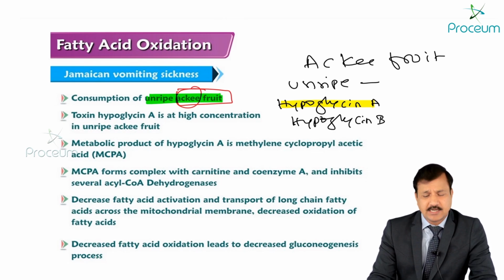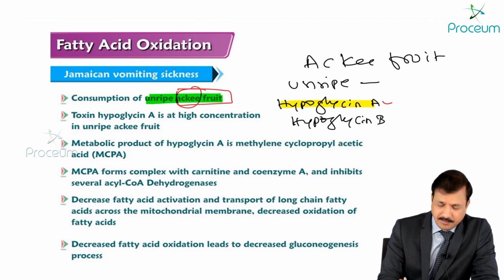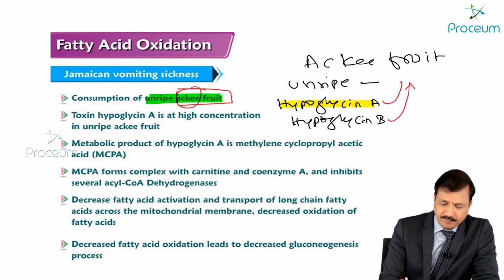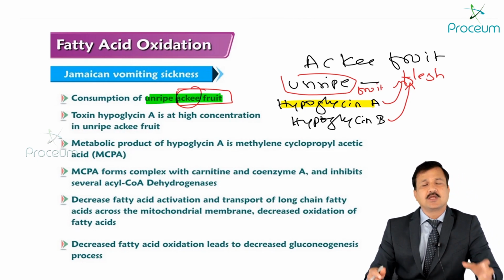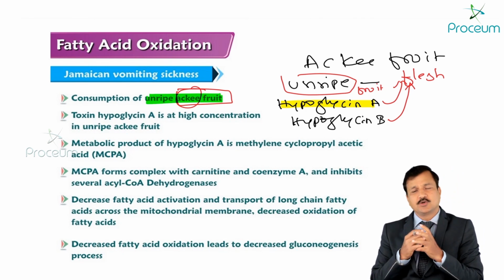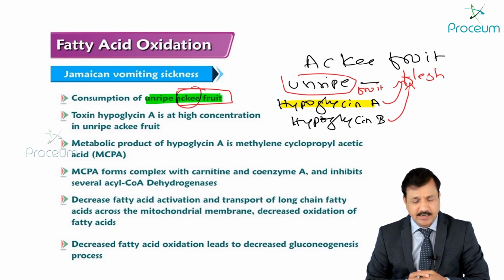Whenever a fruit is unripe, both hypoglycin A and hypoglycin B will be present in increased concentration in the flesh of the fruit. When it is an unripe fruit, hypoglycin A and B will be there in the flesh. That means whenever unripe fruit is consumed, hypoglycin A and hypoglycin B get into the body.